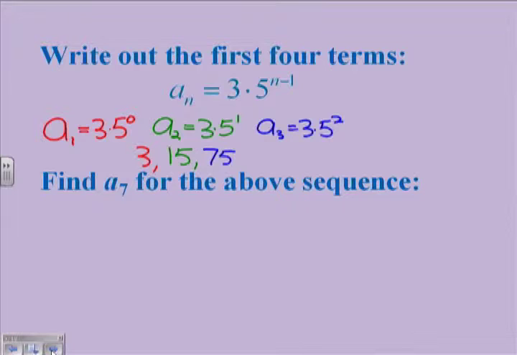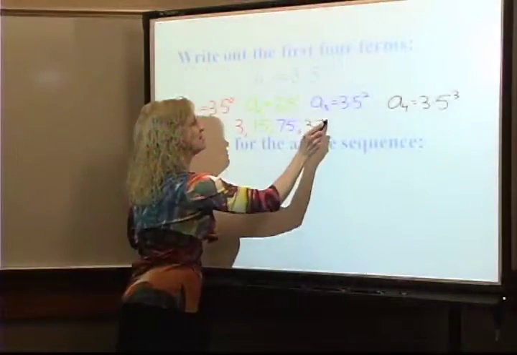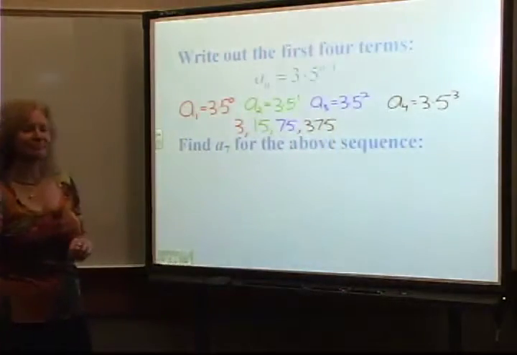Yeah? And one more, we want a sub 4. That will be 3 times 5 to the third. And I believe, let's see here, that's 125 times 3, 375, I think.